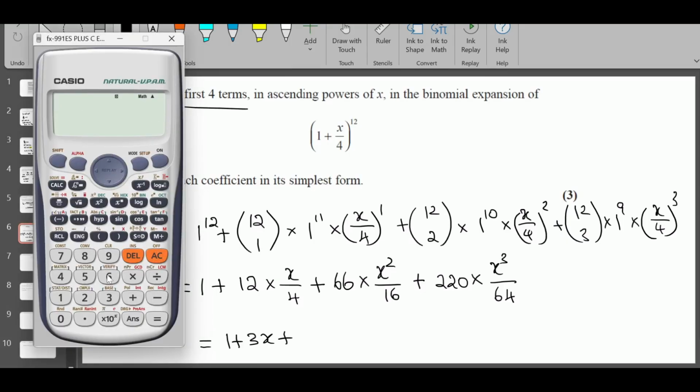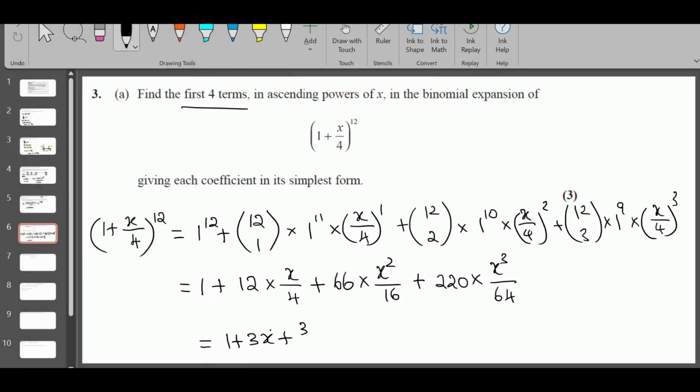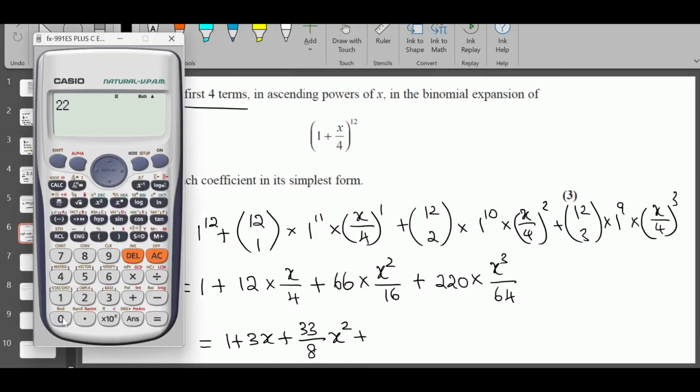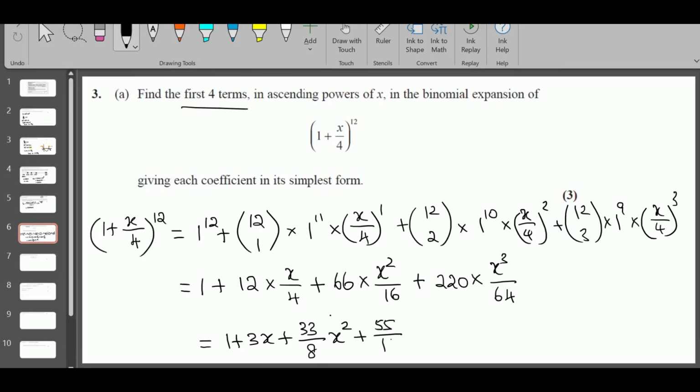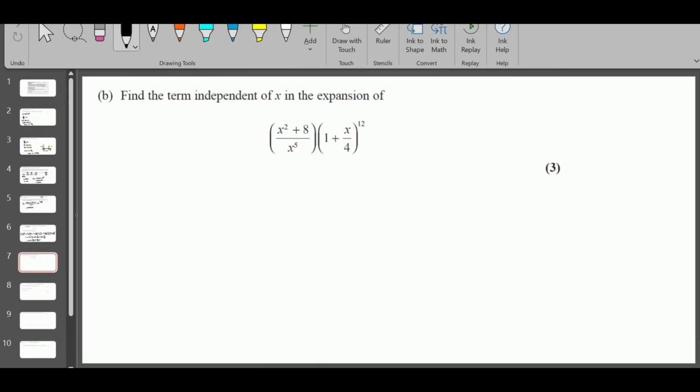66 over 16 is 33 over 8 x square, plus 220 over 64, which is 55 over 16 x cube. We got all the 4 terms already. Let's move on to part B now.